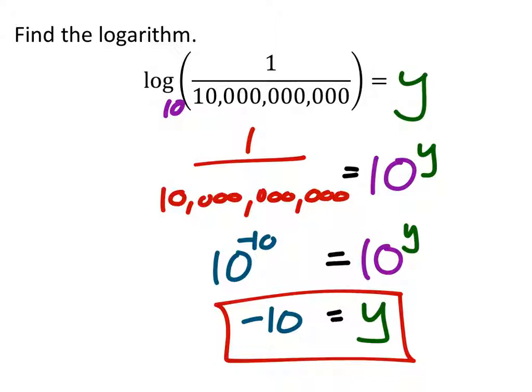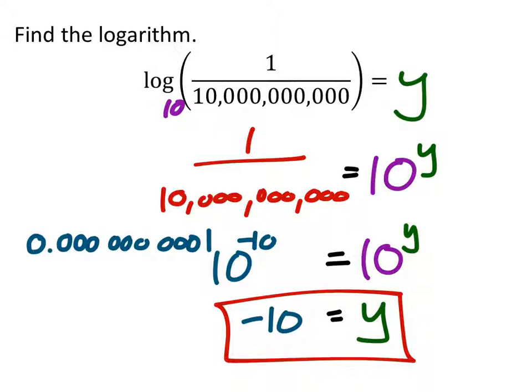So 1 over 10 billion would be 0.0000000001, which equals 10 to some power. Well, if I make y some positive power, then I just get bigger and bigger values. But this is an extraordinarily small number. So to make it a small number, it's kind of like I'm moving the decimal to the left. So I've got to make it a negative exponent. Okay.